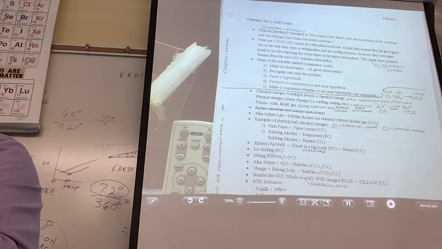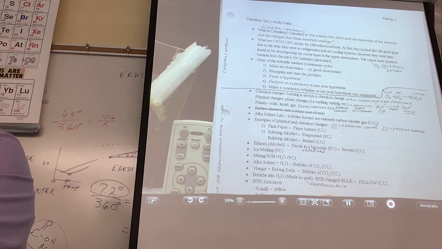When does BTB change yellow? Acid, base, or neutral? Acid. You must be making an acid. What was that acid that forms when carbon dioxide combines with water, whether you breathe it in or the carbon dioxide comes from Alka-Seltzer? I think I have it on there somewhere. Is it written on there somewhere? Yeah, there it is. Carbonic acid. See right here?